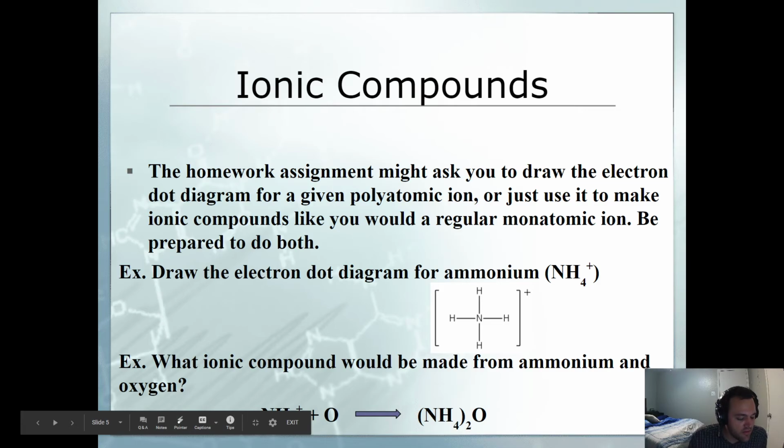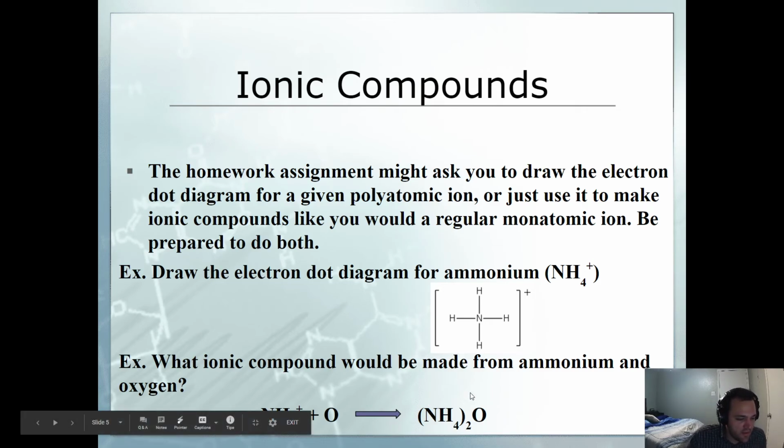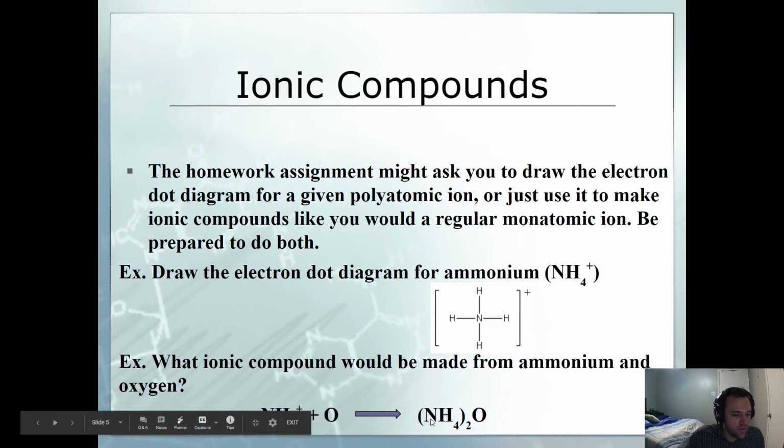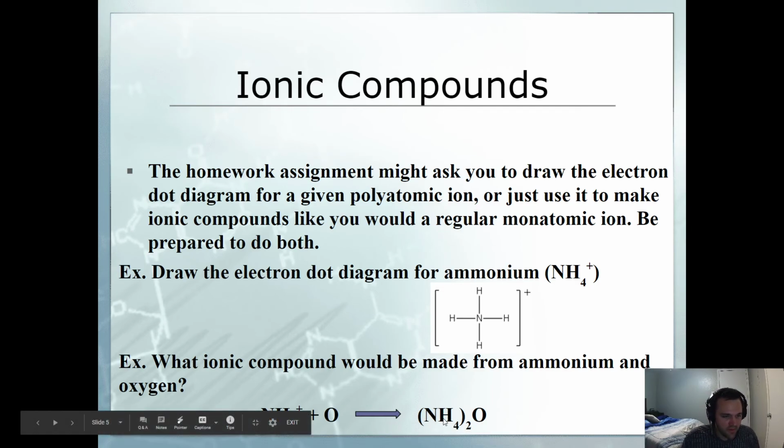So ammonium has a positive 1 charge. Oxygen has a negative 2 charge. In order to balance those out and make the entire compound neutral, you would need 2 ammoniums for every 1 oxygen. So when you wrote that out, you would say your ammonium with parentheses around it, and then the subscript 2 to tell everyone that there are 2 of these for every 1 oxygen. So this would be your formula for the ionic compound. Same as you were doing yesterday, just instead of using the 1 element ions, now you're using the polyatomic ones.